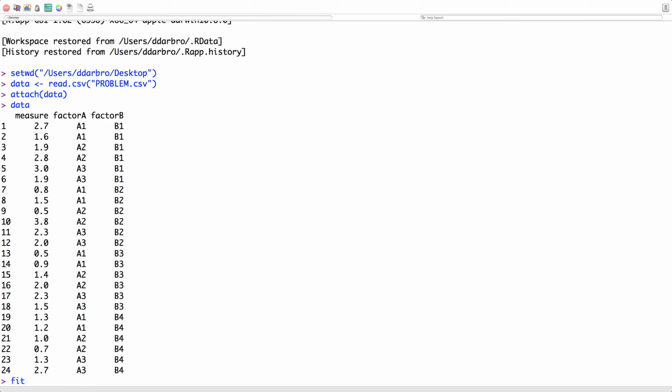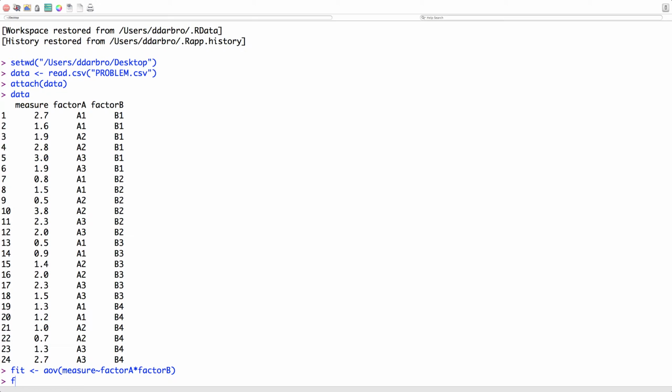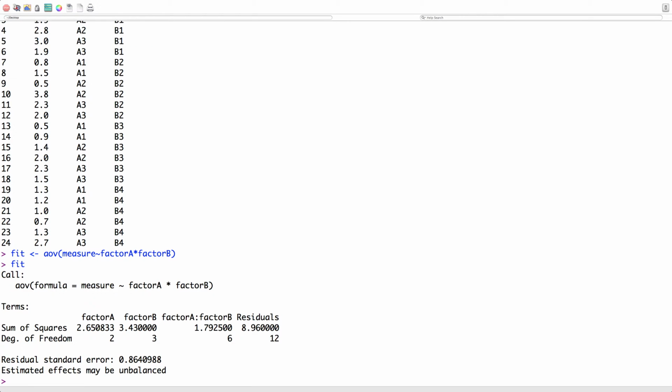So the first thing I would want to do here is go fit, and I'd set up my ANOVA, and I would do measure over factor A cross factor B. Now when I do fit, I'm going to get a reduced version of the ANOVA table. It gives me the sum of squares for factor A, factor B, the interaction, and the residuals, which we call the error. And you can see the residual standard error down here is 0.86.